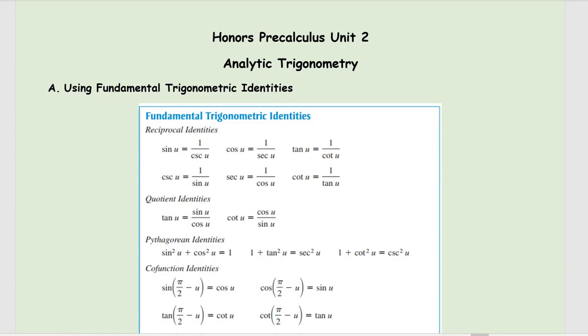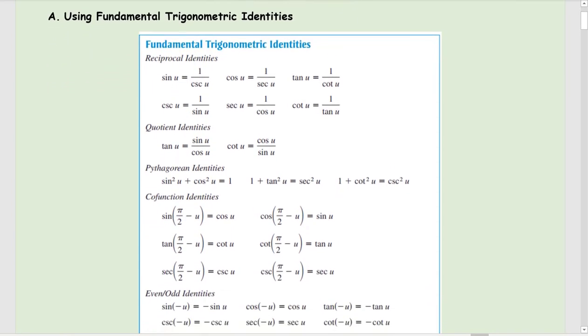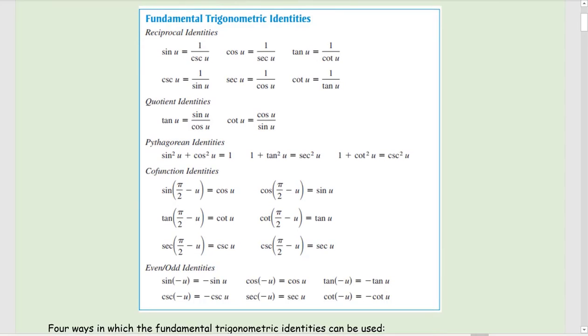So today we're actually going to start talking about using fundamental trigonometric identities. Several we've already gone over, so some of this will be a little new, some of this will be a little reminder. The first thing I want to talk about is the fundamental trigonometric identities. The first identities that we have are the reciprocal identities, and these should look familiar.